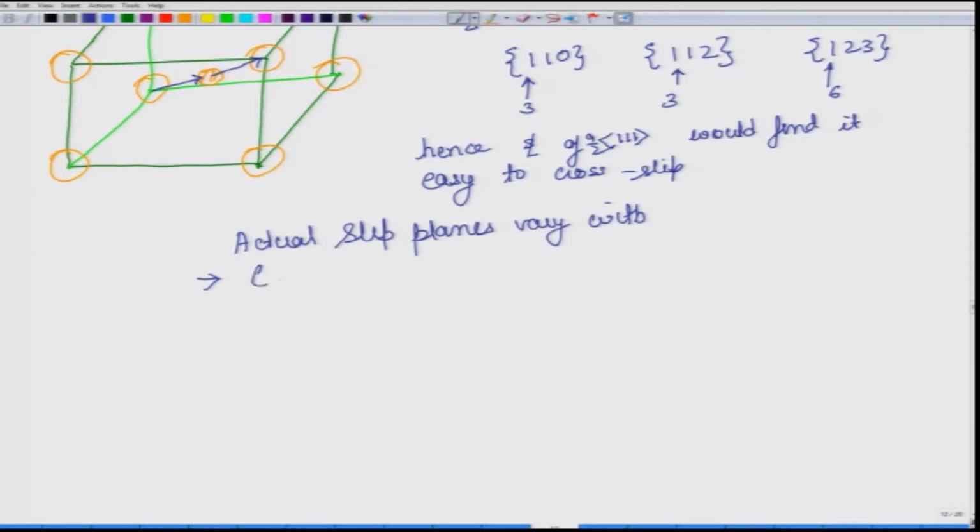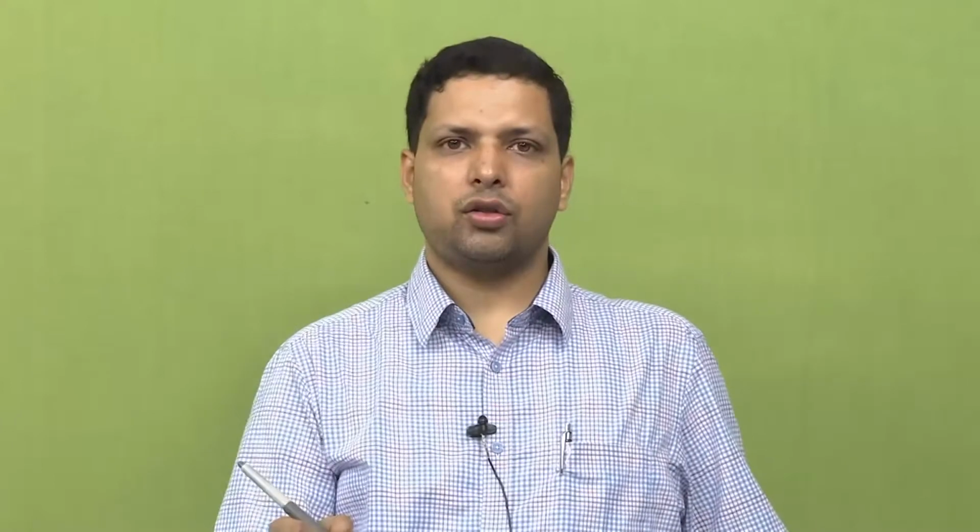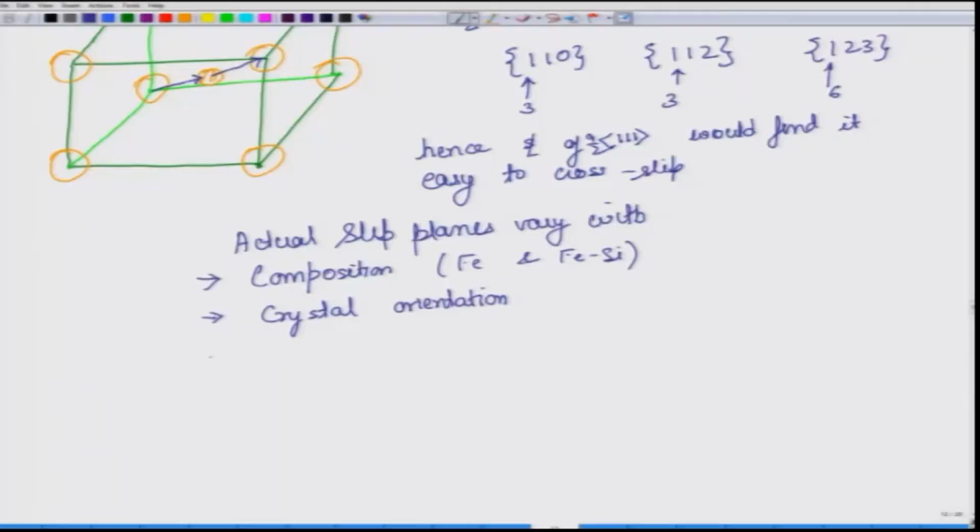The first and foremost is composition, and people have seen that, for example, iron and iron silicon, both of them are BCC, but they show different preference for slip planes. So, composition does matter. Crystal orientation: if you are applying the load along a 135 or a 234 or a 567, based on that different particular planes would be preferred. So, crystal orientation is one factor.